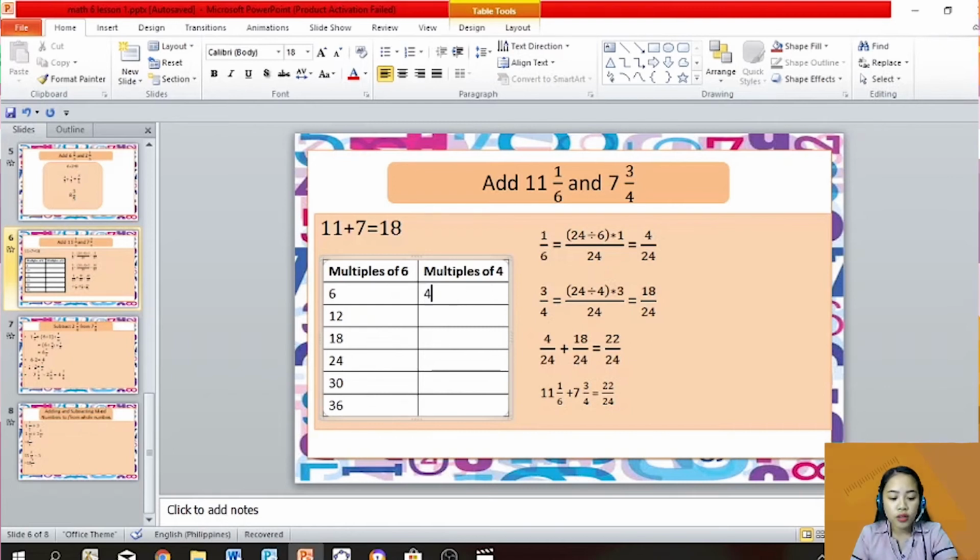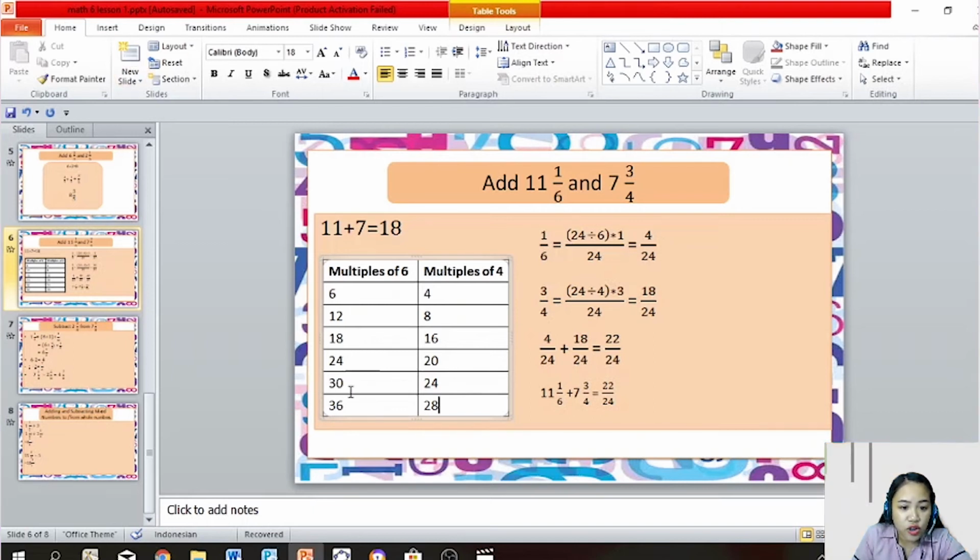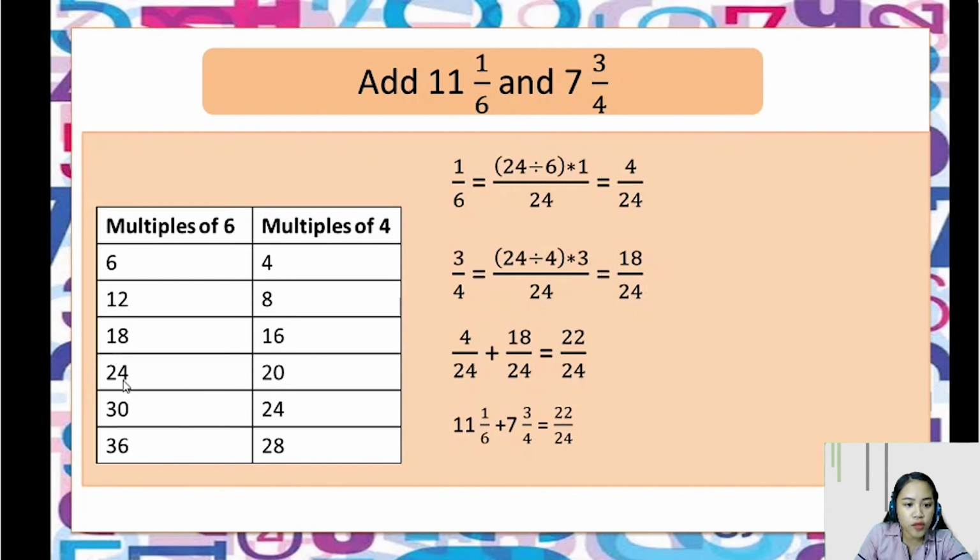So, 4, 8, 12, 16, 20, 24, at 28. May parehas na ba sa kanilang dalawa? Meron na. So, makikita natin dito yung 24. Tama ba? Nakuha na natin. Kasi may 24 sa 6, meron ding 24 sa 4. So, 24 ang new LCD ng 6 at 4.